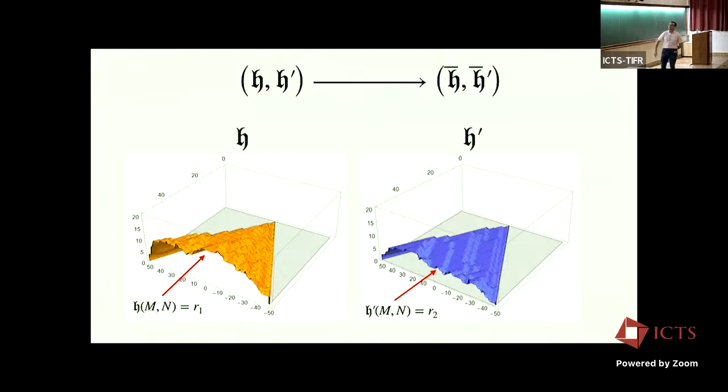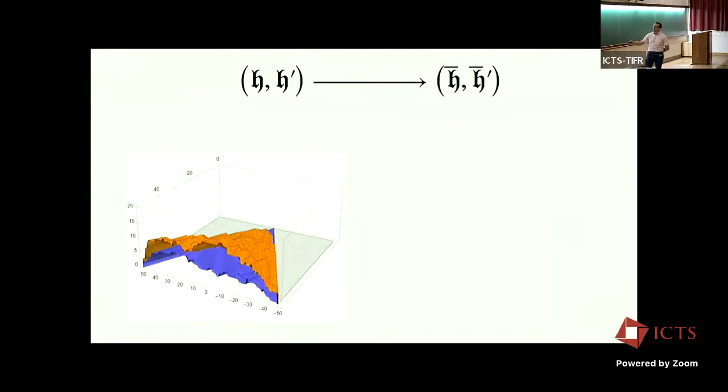So here's the mapping. We start with our two height functions. We consider their overlay. We place them on top of each other. The blue surface is going to be, well, not globally, but locally around the point Nm that we are considering, going to stay below.